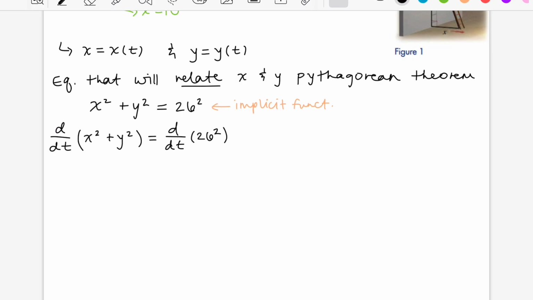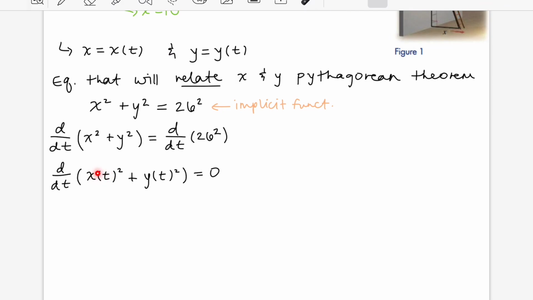Then we know from implicit differentiation and the fact that we have a function of t squared, what I mean by this is that the derivative of a constant squared is just going to be 0. The constant squared is still just a constant.